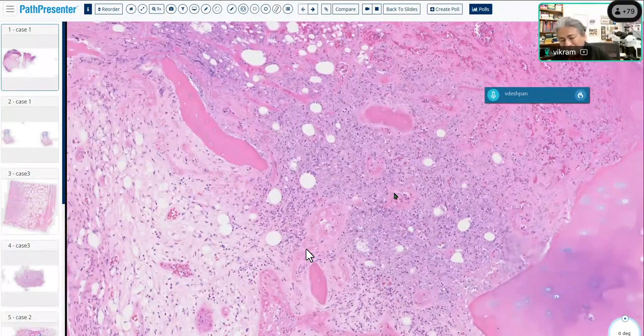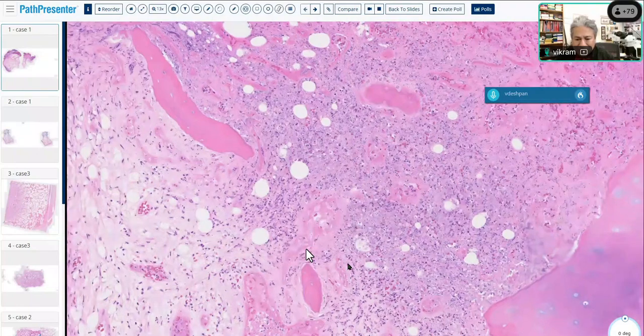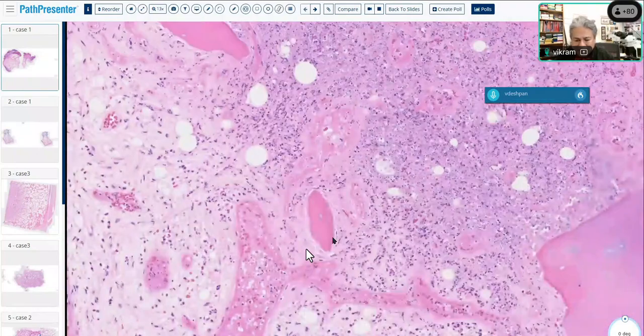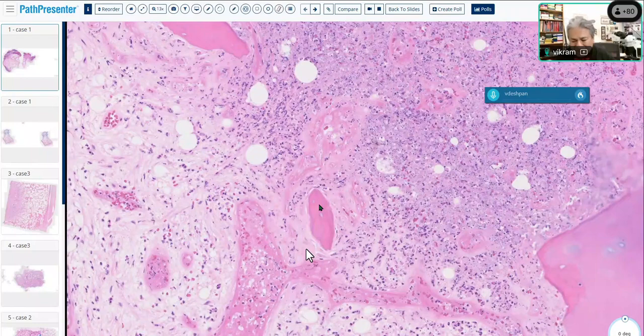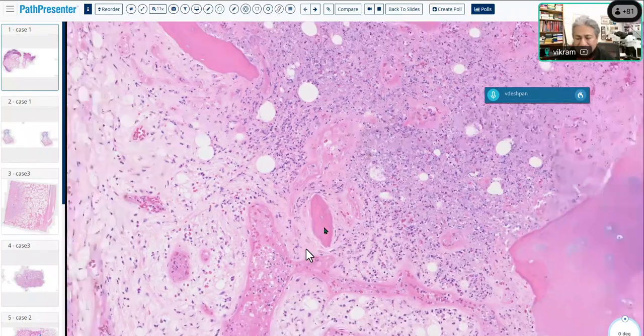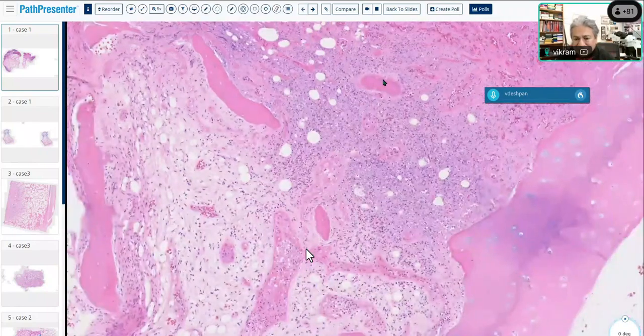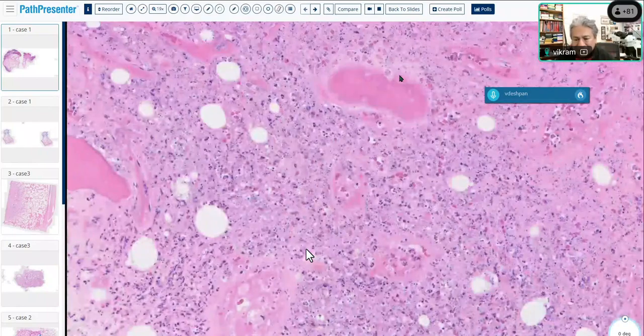But then the bone has to react to it in some way, right? So here you can see the bone is dying. You can see there are no osteocyte nuclei. We'll talk a little bit about how you tell the difference between artifactual loss of osteocytes and true dead bone. But take it from me right now that the bone is reacting, the bone is dying. You can see how irregular the bone is as well. So the bone is reacting.